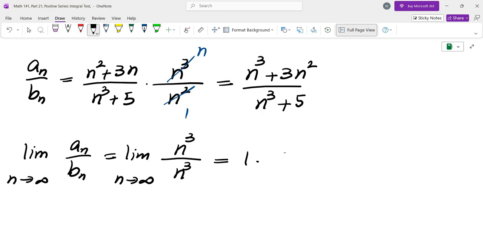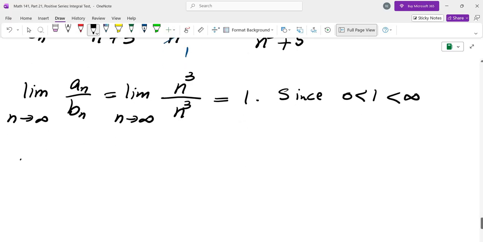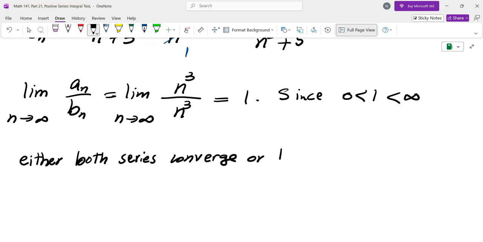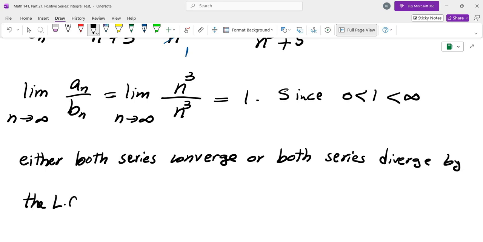So that is 1. Now since 1 is a positive number and it's also finite, either both series converge or both series diverge by the limit comparison test. So as you see, I specified the test that I'm using and I also checked the conditions.